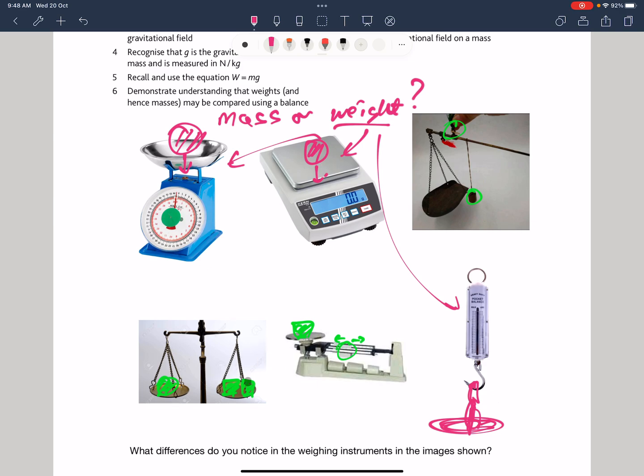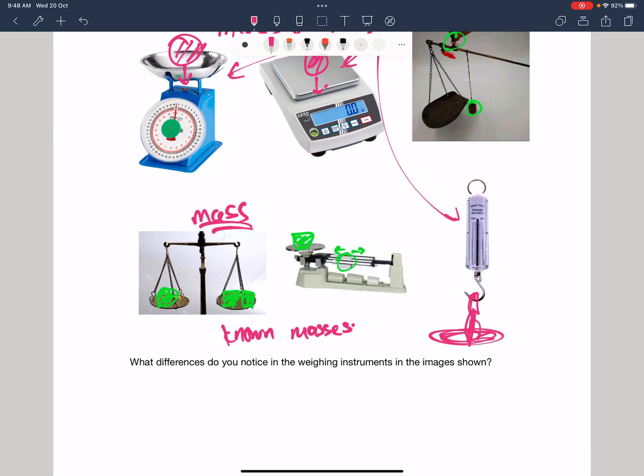Instruments like this, they measure mass. Why? Because they compare with known masses. So whether I do this on the surface of the earth or on the surface of the moon, it doesn't make a difference because I have known masses, right? So let's say I put these 2 blocks of 1 kilogram, so total 2 kilogram, and I put an unknown object on it and it balances, then I know that this for sure is also 2 kilogram because I'm comparing with known masses. Same thing for this and this, they are compared against known masses. So instruments that compare with known masses measure mass.